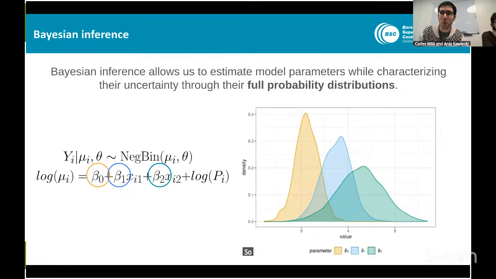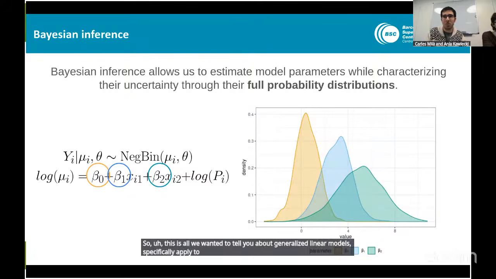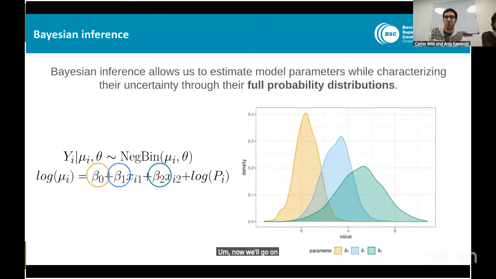So this is all we wanted to tell you about generalized linear models, specifically applied to disease count data, but drop any questions in the chat and we can go to that later. I think Anya is already responding to some of them. Now we'll go on to the estimation of those models.